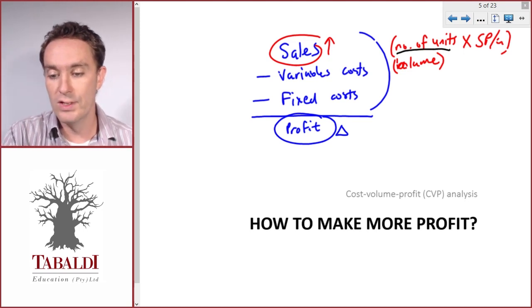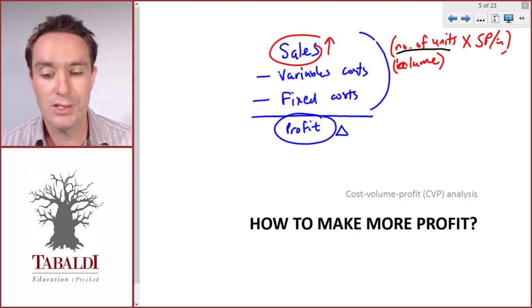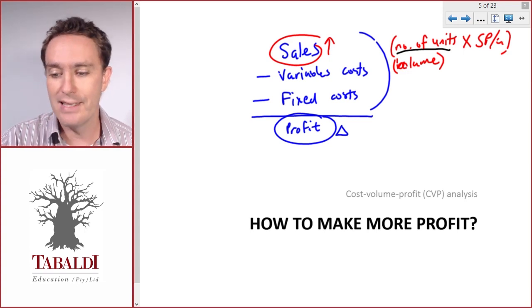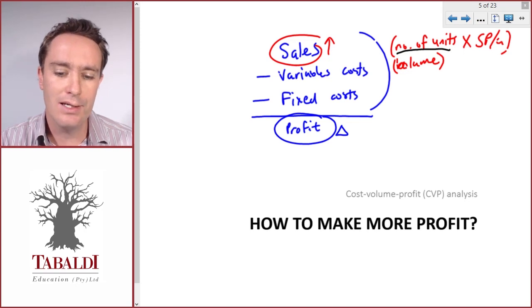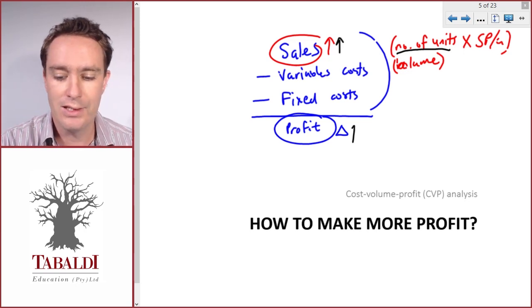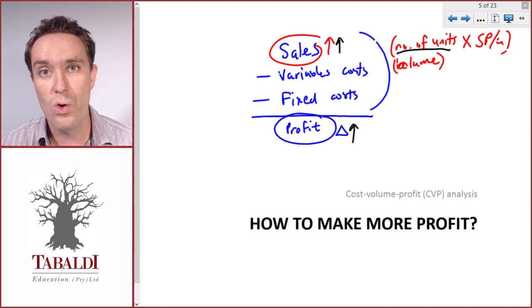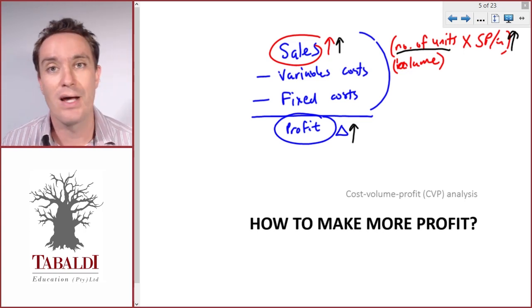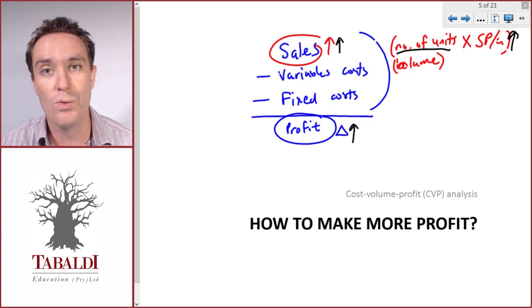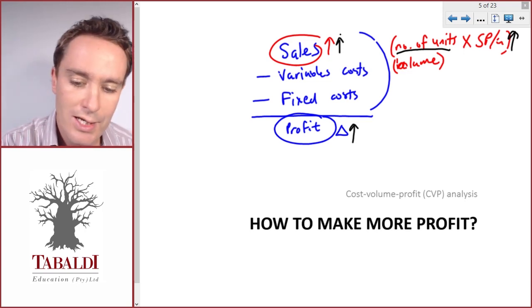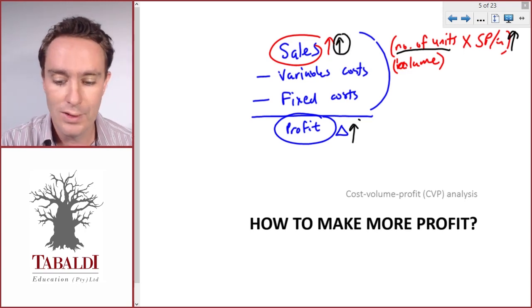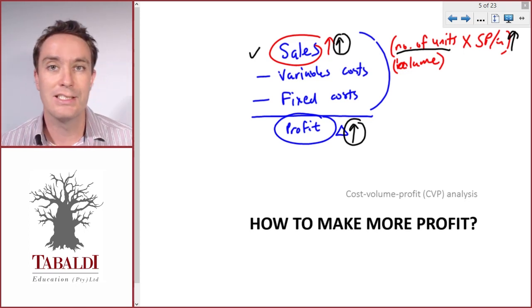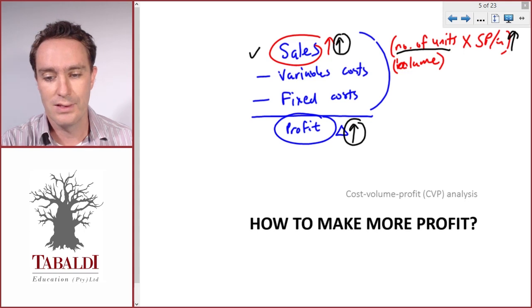So number of units. How can we change the number of units to make more profit? We can sell more units at the same selling price. So that will increase our sales, which will in turn increase our profit. Or we can keep the number of units the same, but then we have to increase our selling price per unit. So we have to charge more per unit. That would also increase our sales, which will increase our profit. So that's how we can change sales in order to increase our profit.